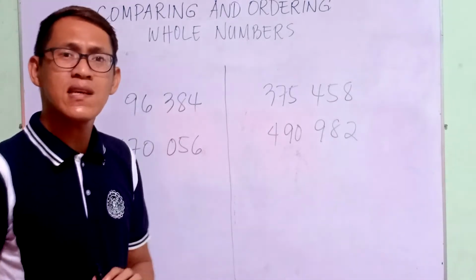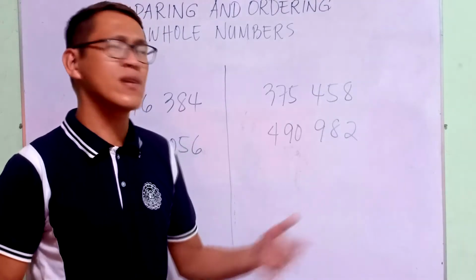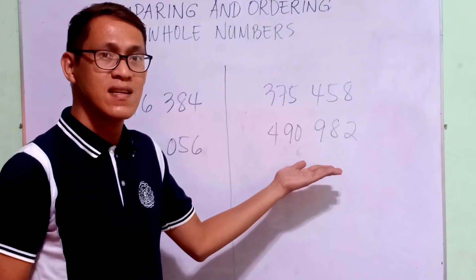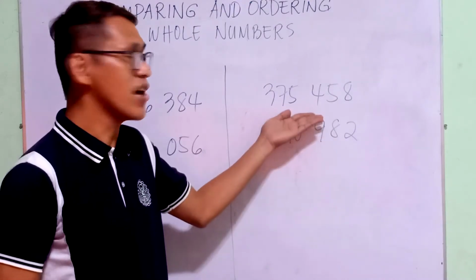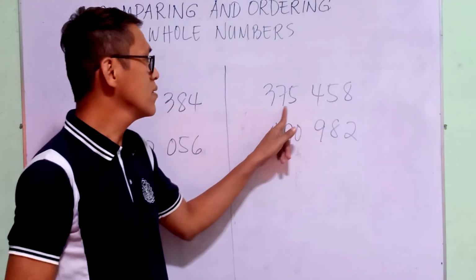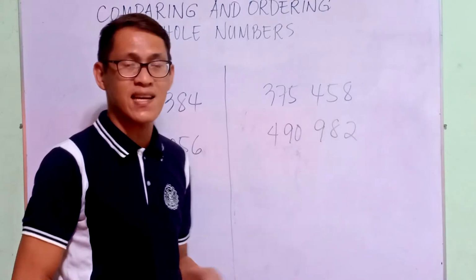Now, what about if the numbers have the same number of digits? Look up here. Can you tell me how many digits does each number have? Yes, there are 6 digits. Let's count. 1, 2, 3, 4, 5, 6. So with the second number.